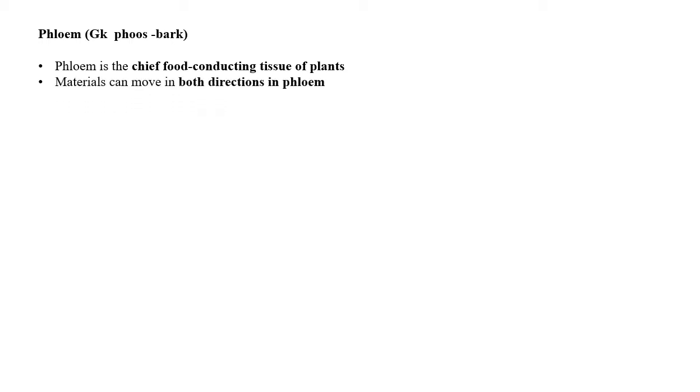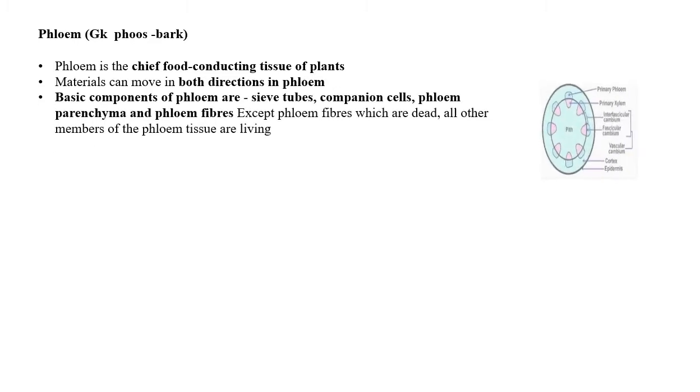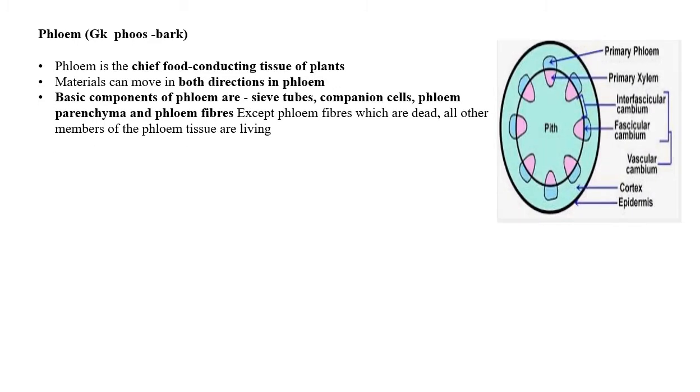Phloem. Phloem is the chief food conducting tissue of plants. Unlike xylem, materials can move in both directions in phloem. It is responsible for the downward and upward movement of food prepared in leaves to other parts of the plant. The basic components of phloem are sieve tubes, companion cells, phloem parenchyma, and phloem fibers. Except phloem fibers, which are dead, all other members of phloem tissue are living.